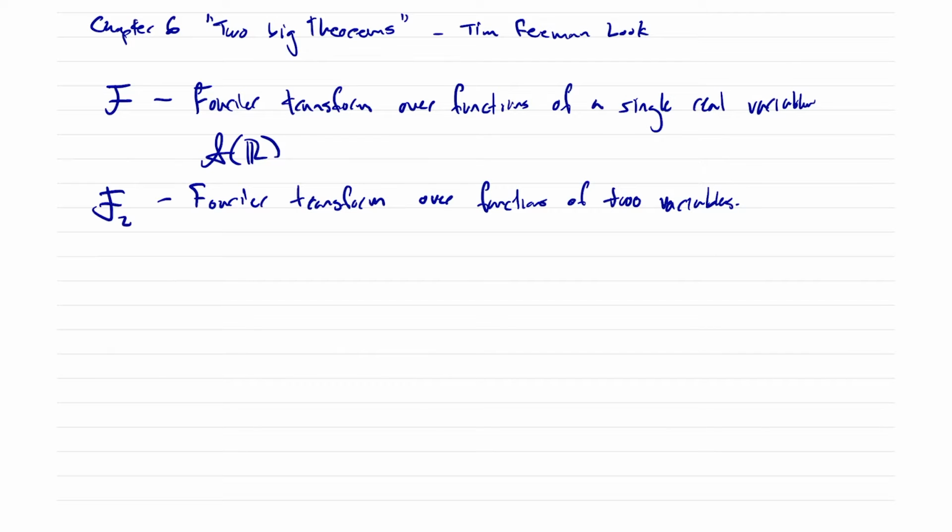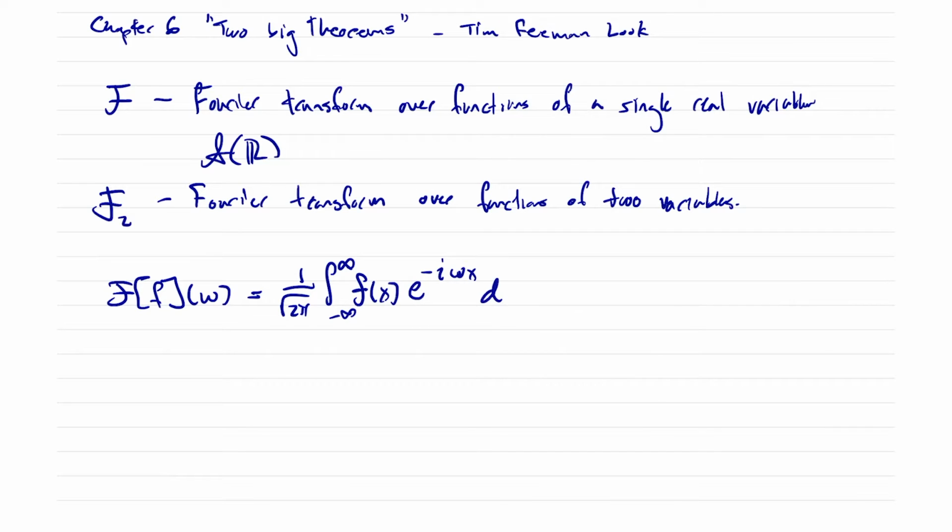Okay. Now, before we haven't really distinguished these two, but they're both going to be appearing in the same equation, so we want to be able to distinguish exactly what's going on. Basically, the regular Fourier transform of a function f evaluated at some point omega is 1 over the square root of 2 pi times the integral from minus infinity to infinity of f of x times e to the minus i omega x dx.